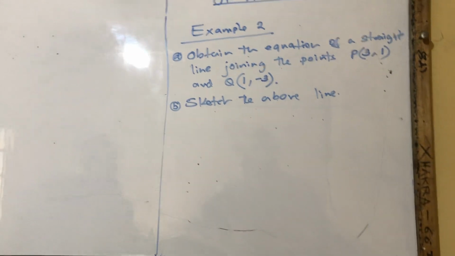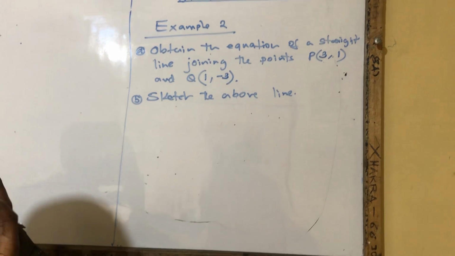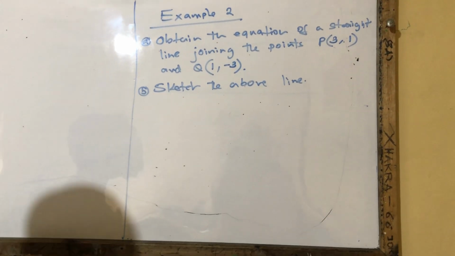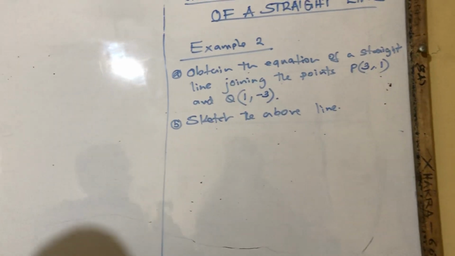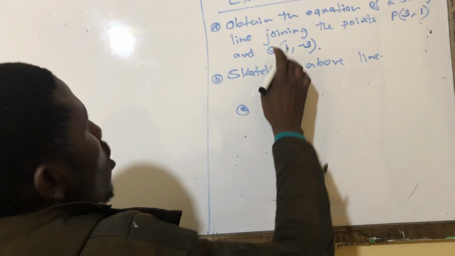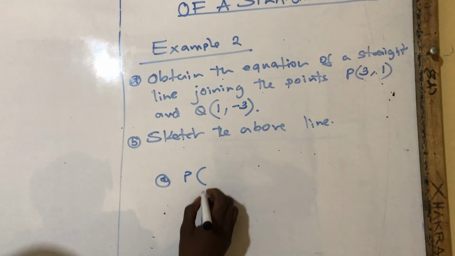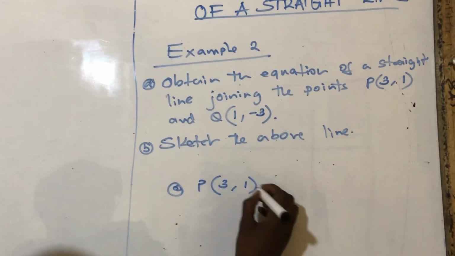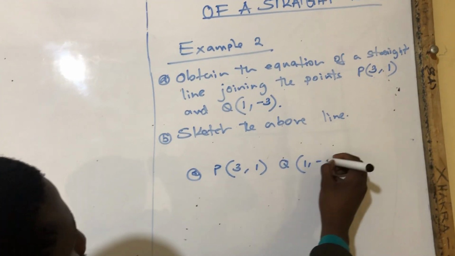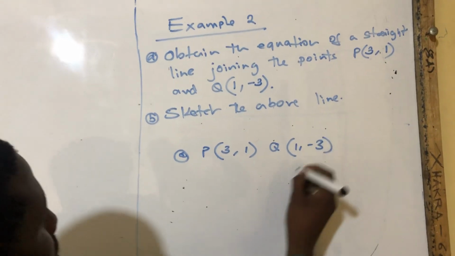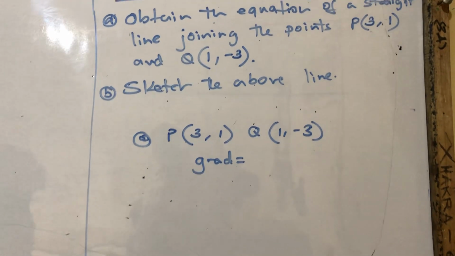I will look at the first one. Obtain the equation of a straight line joining the points P (3, 1) and the point Q, which is (1, -3). How will we obtain the equation of this line? We'll take the point P, whose coordinate is (3, 1), and the point Q, whose coordinate is (1, -3). The first step is to obtain the gradient of the line.